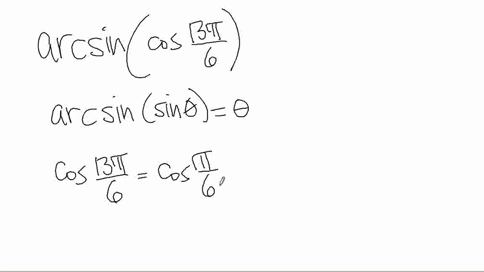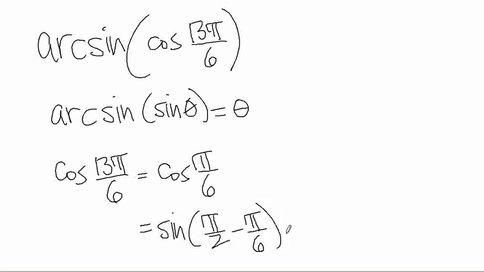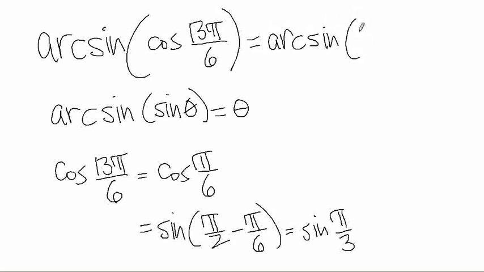Now, you may know, using the complementary angle identities, that the cosine of pi over 6 is equal to the sine of pi over 2 minus pi over 6. Okay? And that's equal to the sine of pi over 3. Now, all of that was to go back to the original expression and express it thusly: the arcsine of the sine of pi over 3, and that's equal to pi over 3.